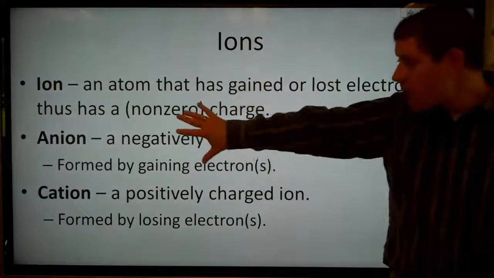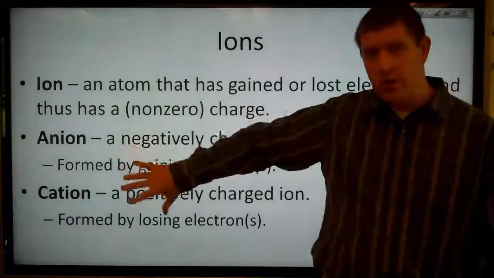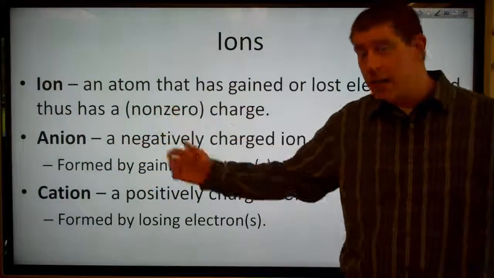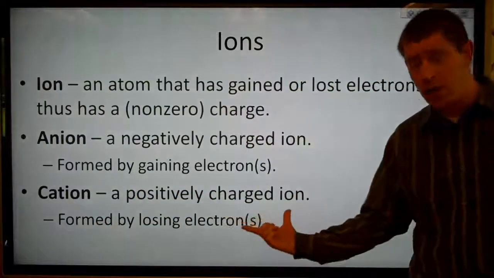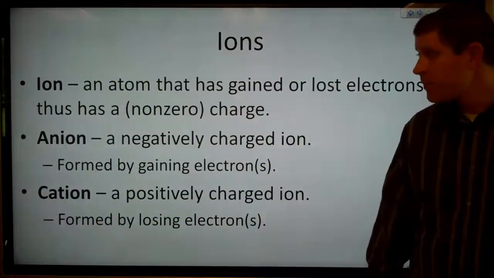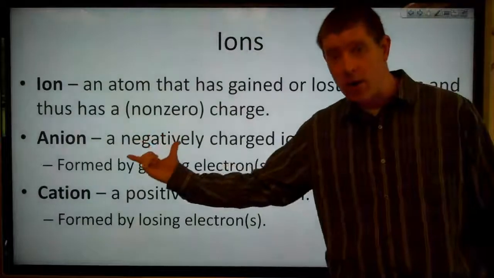So the way I remember which of these is positively charged and which of them is negatively charged, I have a cat that I like. So to me, cats are positive, so cations are positively charged ions. Anions are negatively charged ions.